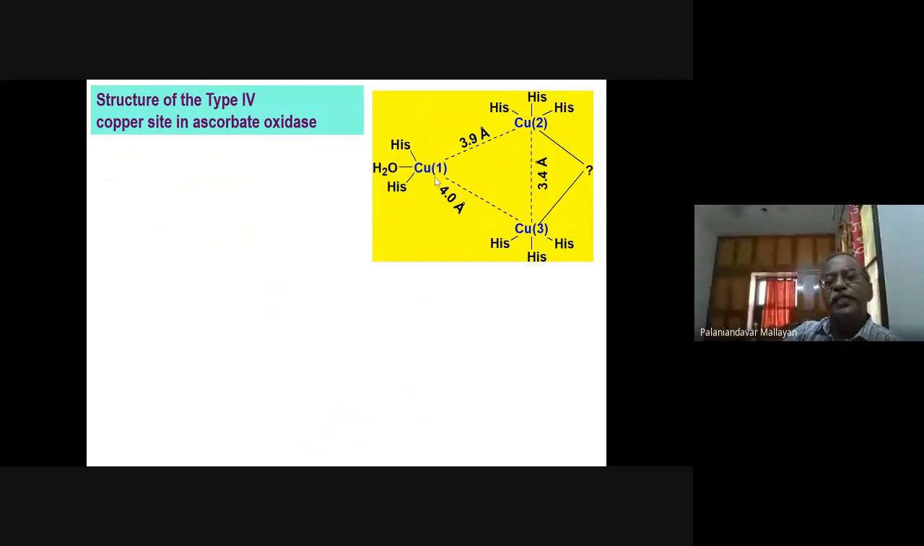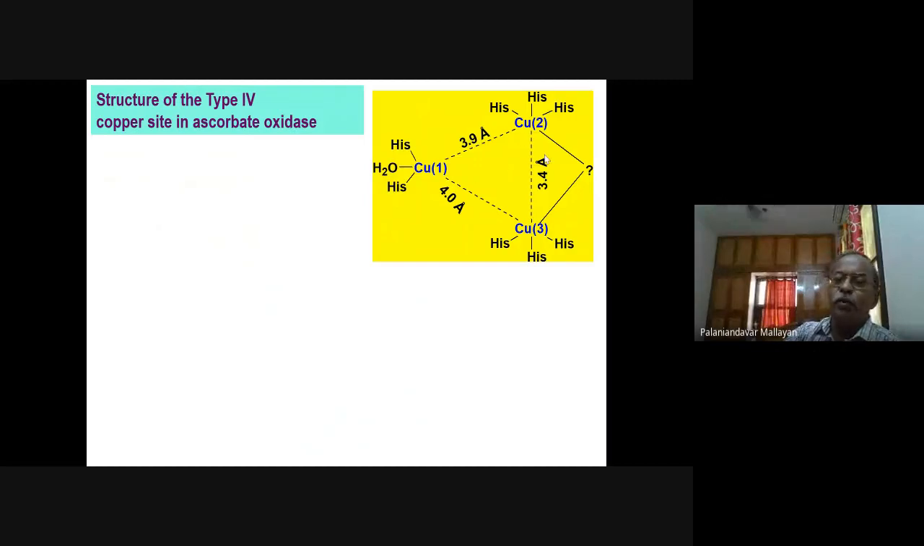So a type 2 site is found in association with a type 3 site, right? But they are at a non-bonded distance. So when copper 2 in ascorbic acid oxidase is involved in the enzymatic function of oxidizing ascorbic acid to dehydroascorbic acid, it needs dioxygen. So it cannot hold dioxygen. See, it has only one vacant site, two histidines and other ligands. So you cannot directly take dioxygen and transfer it to the substrate bound here.